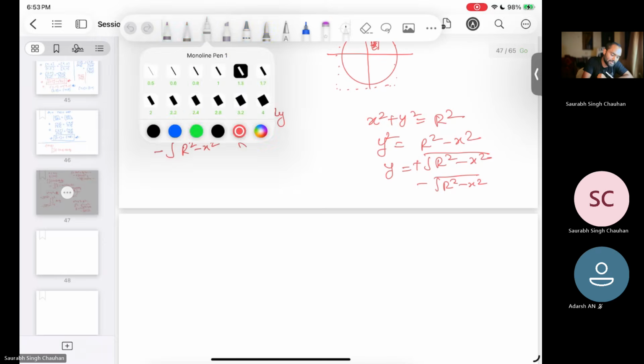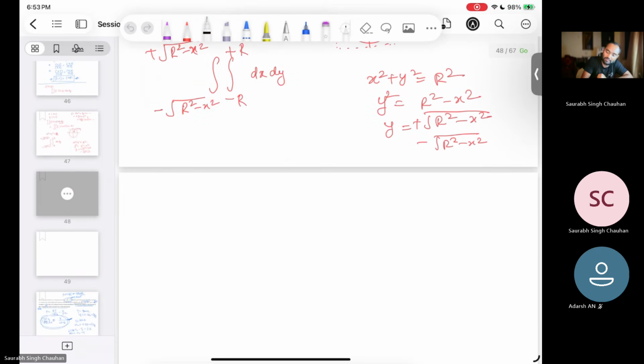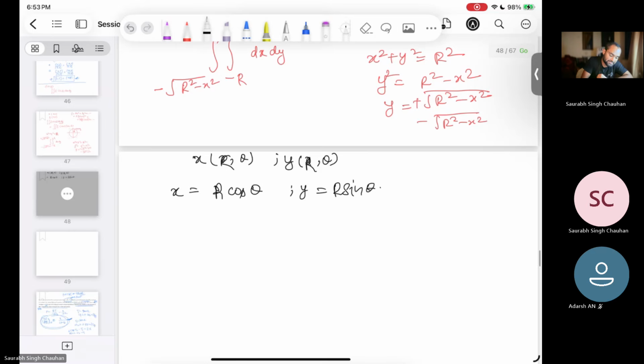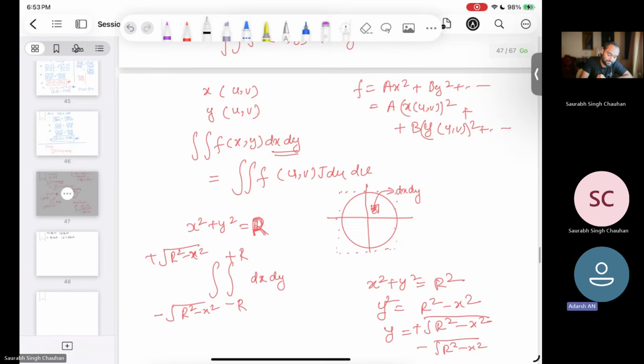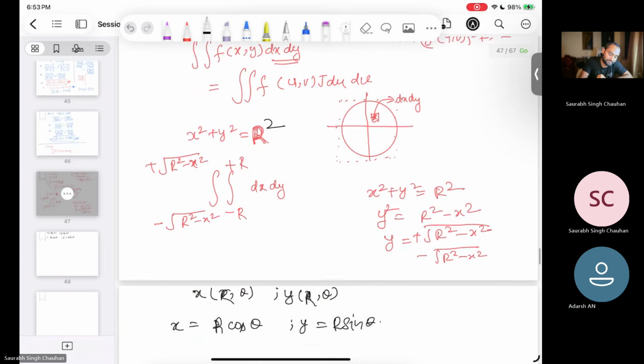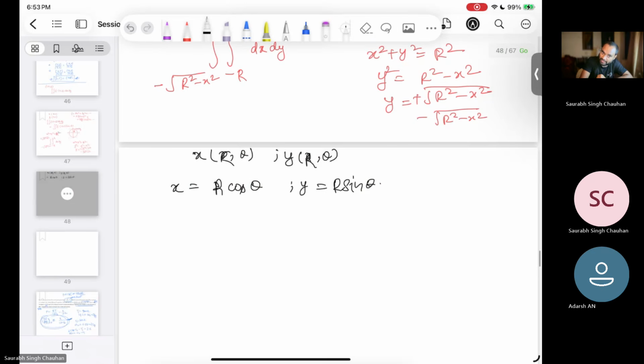Now what we can do, we can assume that x and y are functions of something else. Let us say x is a function of r and theta. Similarly, y is a function of r and theta. Let us write x as R cos theta, and y as R sin theta. So it is satisfying that x square plus y square is equal to R square. We can do it like that.